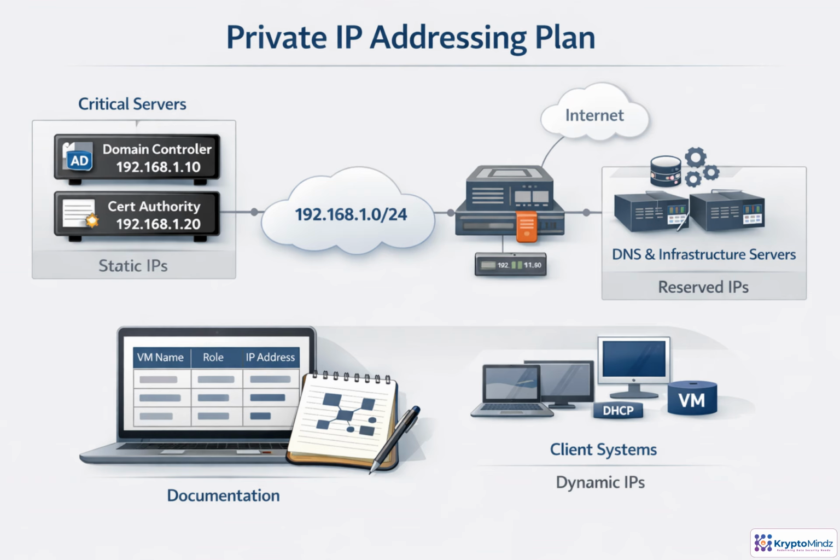A clean private IP plan keeps your lab predictable and easy to rebuild. Give the domain controller a static address and treat it as your primary DNS server. Do the same for other infrastructure roles, like the certificate authority and web server, using a simple pattern of addresses. Leave client VMs on DHCP unless they truly need static settings. Most important, write everything down: VM names, roles, IPs, and DNS settings, so you can recreate or troubleshoot the lab anytime.